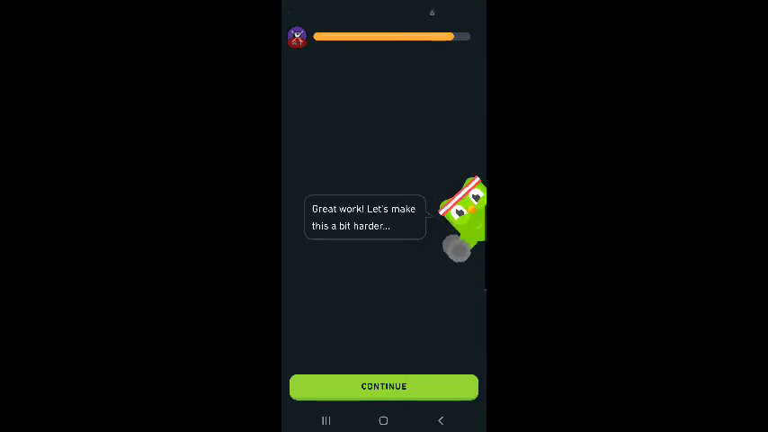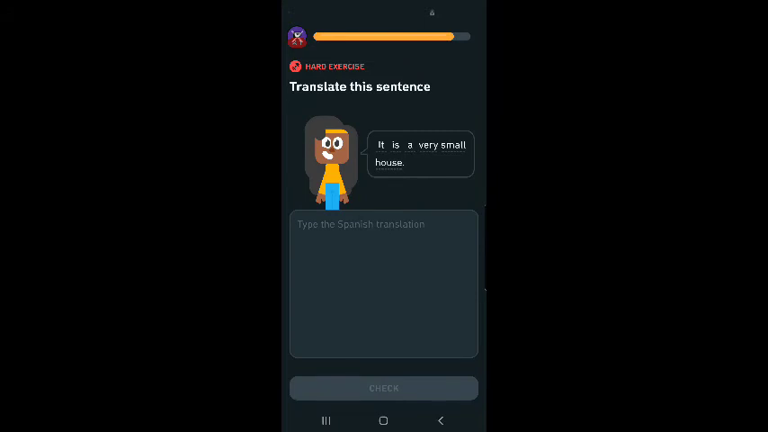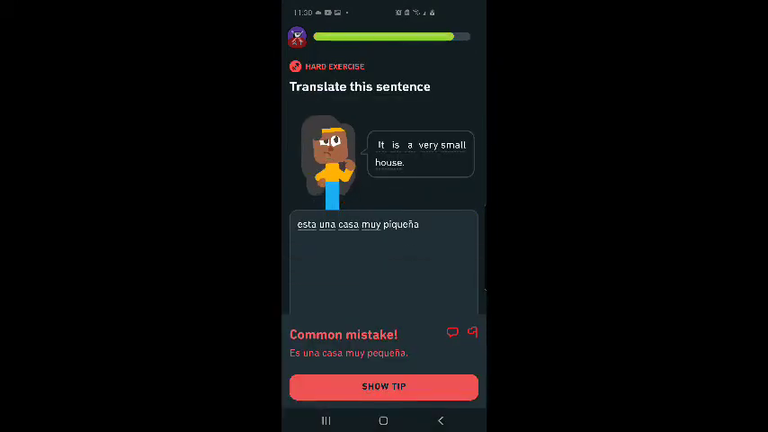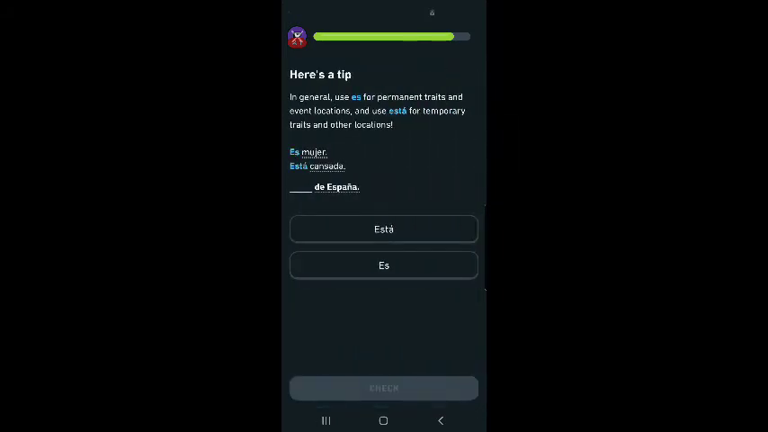Great work. Let's make this a bit harder. It is a very small house. Es una casa muy pequeña. And here's a tip. In general, use es for permanent traits and event locations, and use está for temporary traits and other locations. Es mujer. Está casada. Es de España.